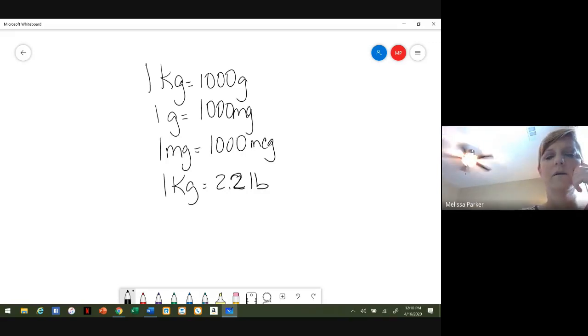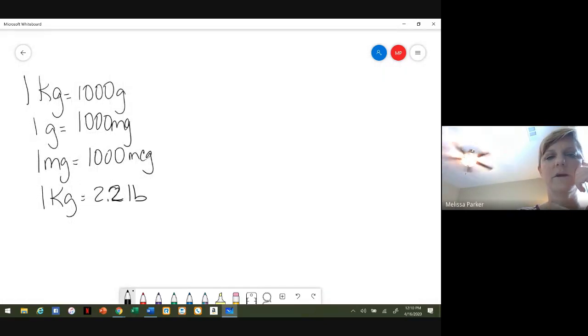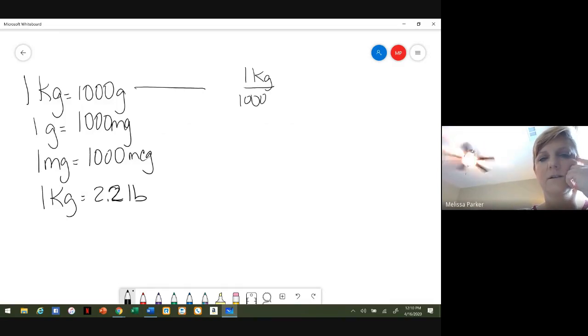So when you're doing conversions, this right here, I can write it in a fraction. I can write that 1 kilogram is 1,000 grams, or I can write 1,000 grams is going to be 1 kilogram. It's the same thing, because if I were to measure the amount of a substance and it was 1 kilogram, it would be the same amount as 1,000 grams. It's just that we're using different units.